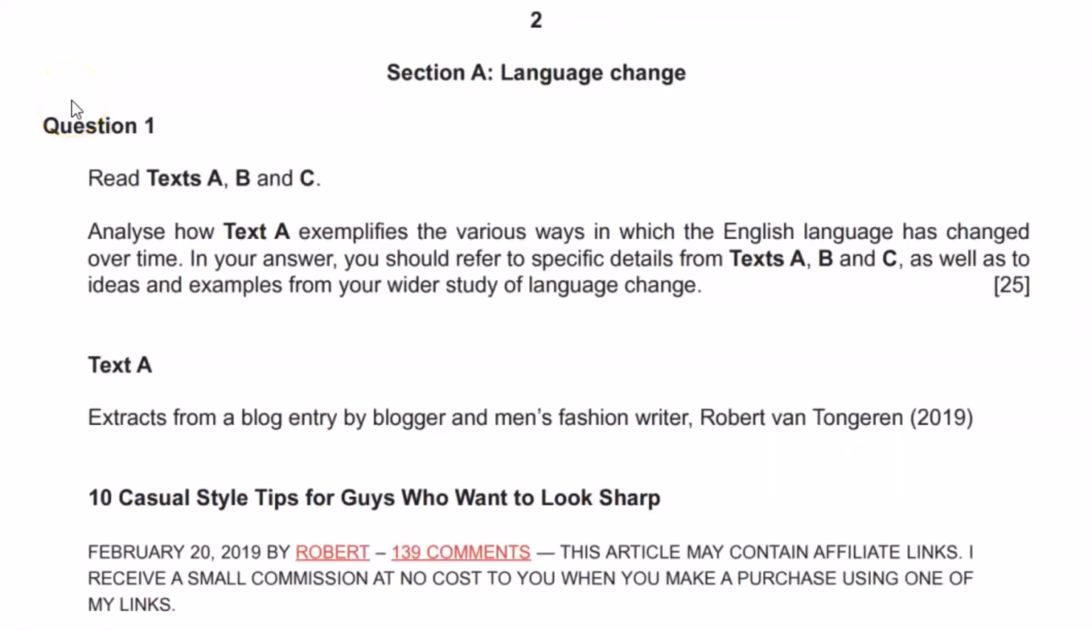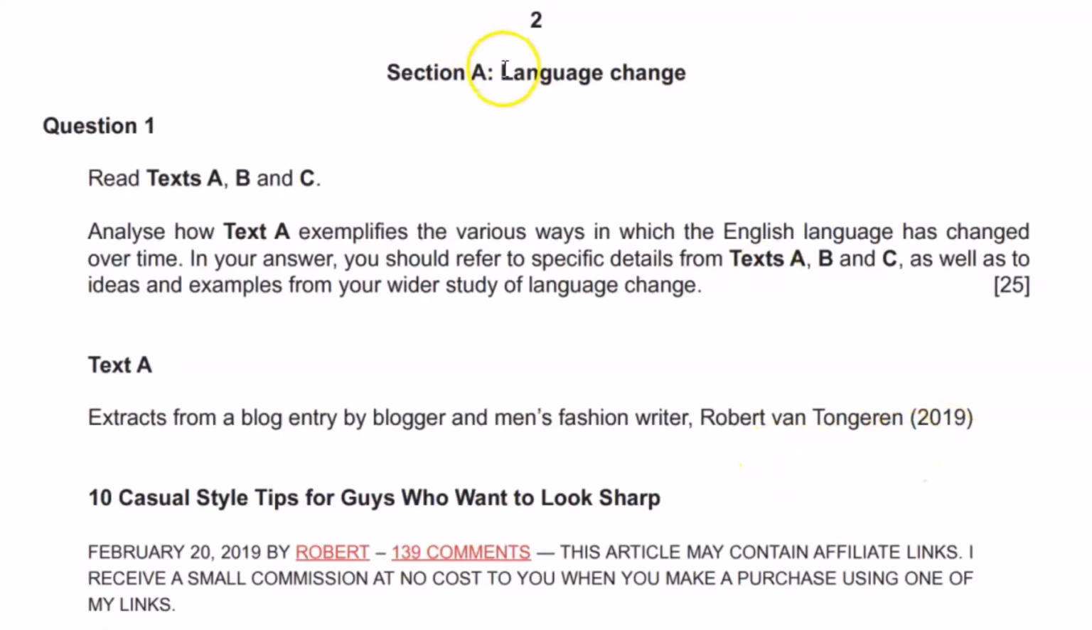By now, you must be familiar with the paper pattern that is given in language analysis. You're always given 3 different texts, that is text A, B, and C. Text A is the major text, and sometimes the extracts are given from an article, or sometimes from a blog entry. In this paper, we are given a blog post titled 10 Casual Style Tips for Guys Who Want to Look Sharp, and it is written by Robert Van Tongeren in 2019.